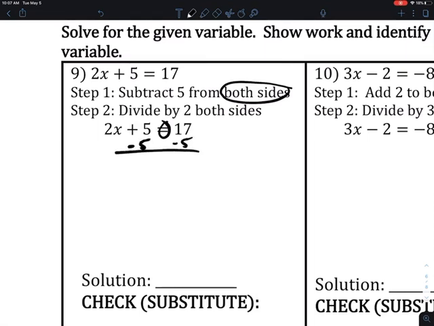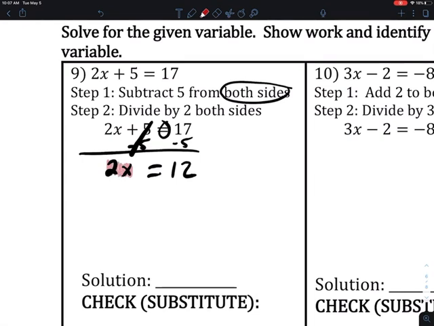Minus 5. We're left with 2x. We don't have anything here anymore because they cancel out. That's what the inverse does. Equals 17 minus 5, positive 12.